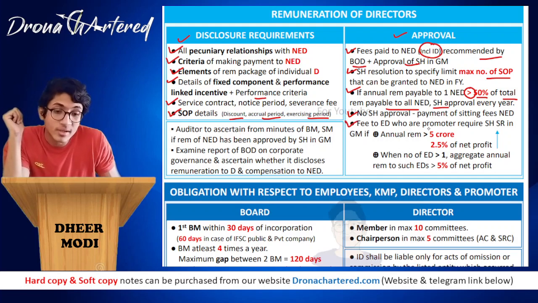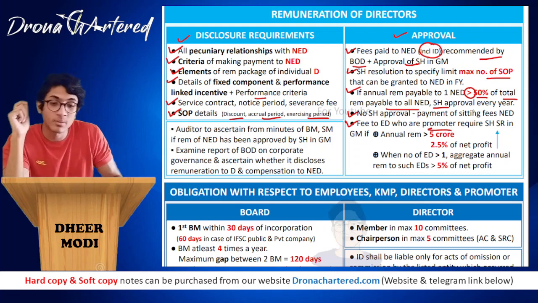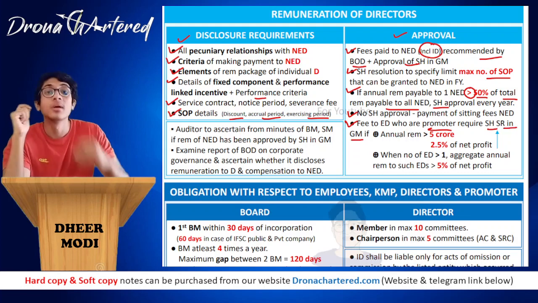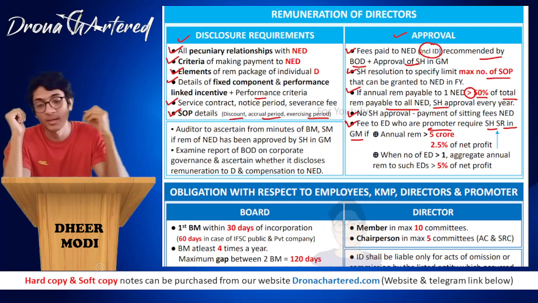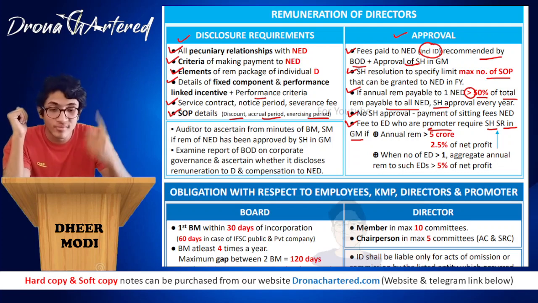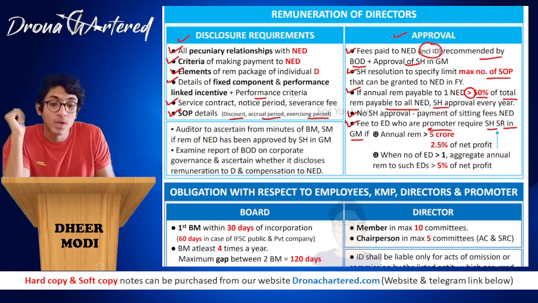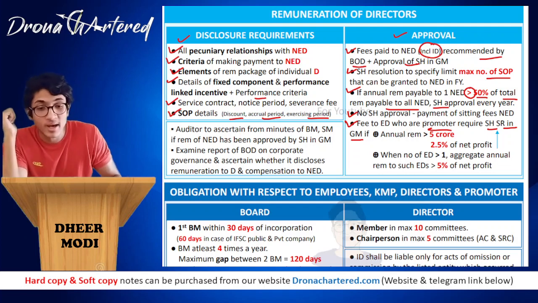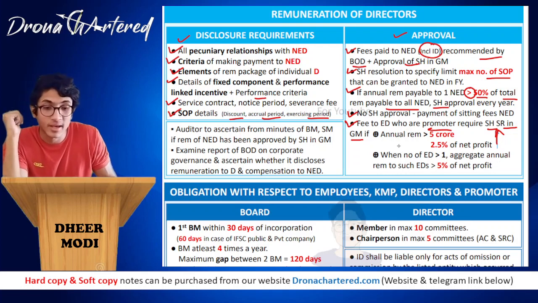Fee to executive directors who are promoters. So that means they are also executive director and they are promoter. They require shareholder special resolution in general meeting. They require the shareholder special resolution approval in general meeting if the annual remuneration is greater than 5 crores or 2.5% of the net profit, whichever is higher. So whichever is higher. So 5 crore or 2.5% of net profit, whichever is higher.